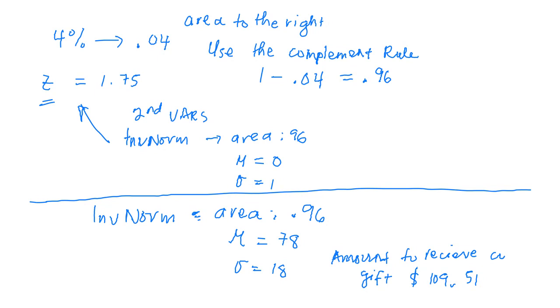I know this is one of the hardest parts. First, change your percent to decimal, then use the complement rule and use that area to find the z-score. Then you should be able to find the actual amount to receive a gift. Same area as 0.96. Change your mean and the standard deviation. Sounds good. Okay, next one.